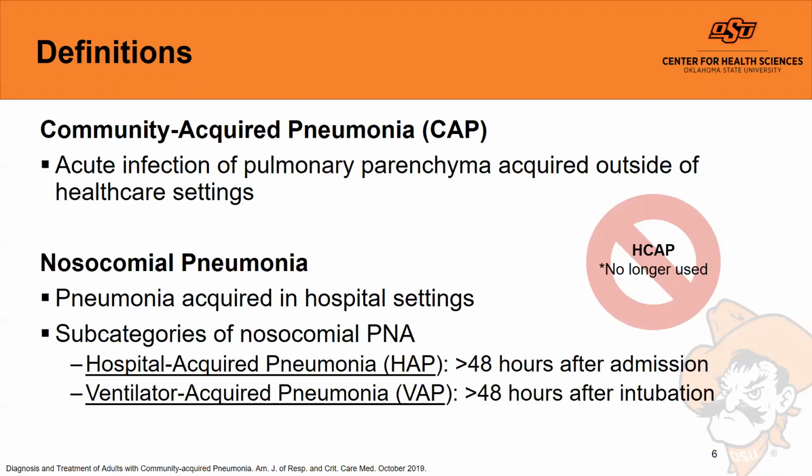And this can be further subdivided into hospital-acquired pneumonia, or HAP, which is pneumonia that's acquired at 48 hours after hospital admission, in addition to ventilator-acquired pneumonia, or VAP, which is pneumonia that is acquired at 48 hours after intubation. It's also important to revisit that the term HCAP, or healthcare-associated pneumonia, is no longer used and has been removed from the updated documents.